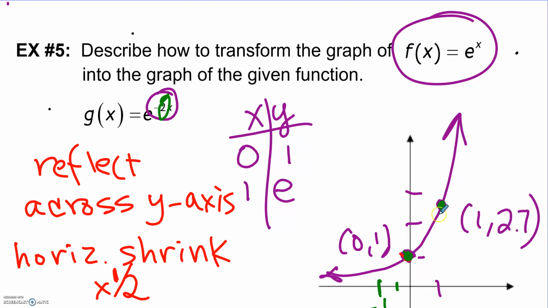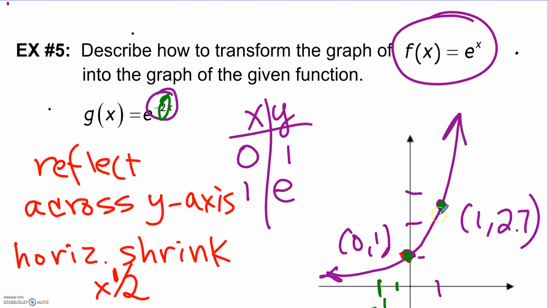So if you're horizontally shrinking it by a factor of 1/2, that means you're going to be multiplying all of the x values by 1/2. So this 0 here times 1/2 is still 0, so that point really stays in place. But this point over here, you're going to multiply this x value by 1/2 and get (1/2, 2.7). But remember as well, we're also reflecting it across the y-axis, so I'm really looking at (-1/2, 2.7).